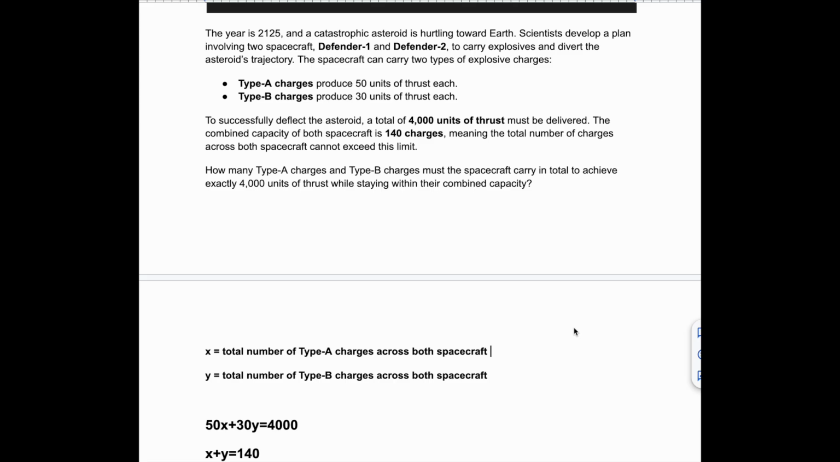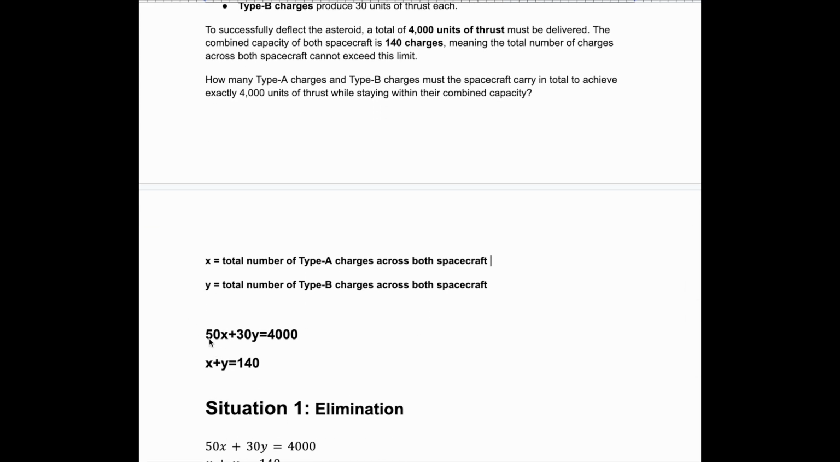So we decided that x will be the total number of Type A charges across both spacecraft, and y the total number of Type B charges across both spacecraft. And as you can see, we chose the two equations: 50x plus 30y equals 4,000, and x plus y equals 140. These equations are a system of equations, as both equations contain the same two variables.